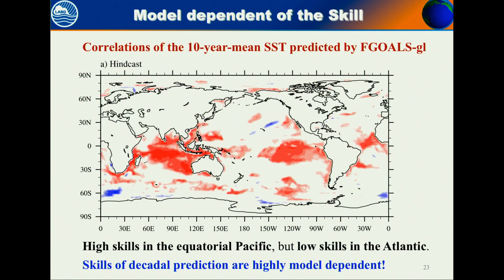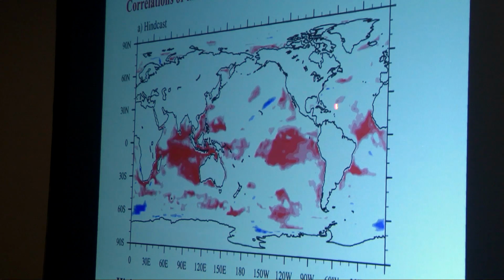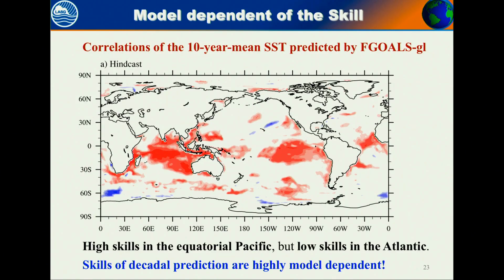How about the hindcast result? You can find here the correlations of the 10-year mean sea surface temperature predicted by this low-resolution model. You can find now we have less skill in the North Atlantic, but we do have positive skill in the Eastern Pacific. So this kind of difference suggests skill of the decadal prediction is highly model dependent. These two models share an identical initialization scheme, but the hindcast skills are far different.